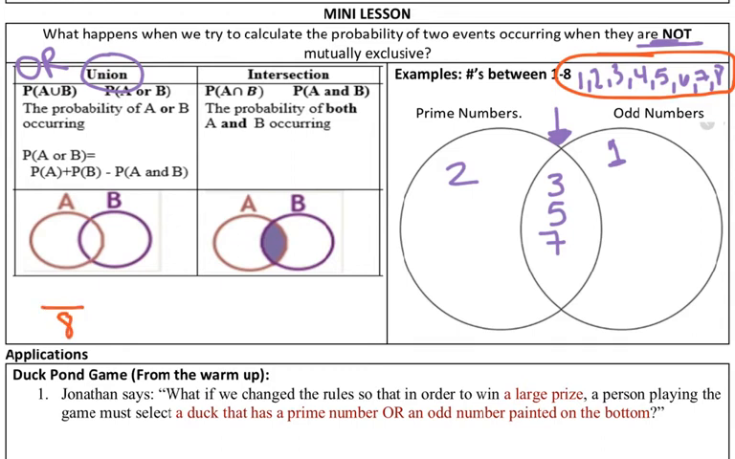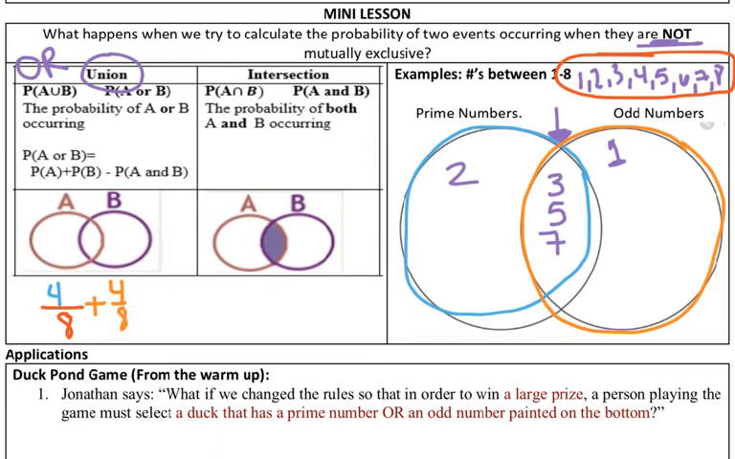If I look at it, what is the probability of choosing a prime number? Well, it should be 4 out of 8 plus the probability that I would choose an odd number, which is also 4 out of 8. So I'm going to add 4 out of 8. But the problem with this is I've counted these three numbers twice. I've counted them when I did the blue circle, and I also counted them when I did the orange circle. And what that means is I have to subtract off that 3 out of 8, because I did it twice. So I'm only counting it once.